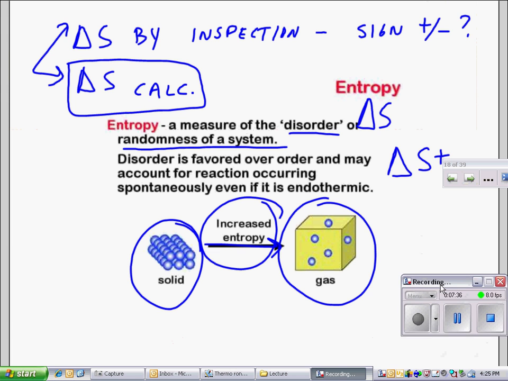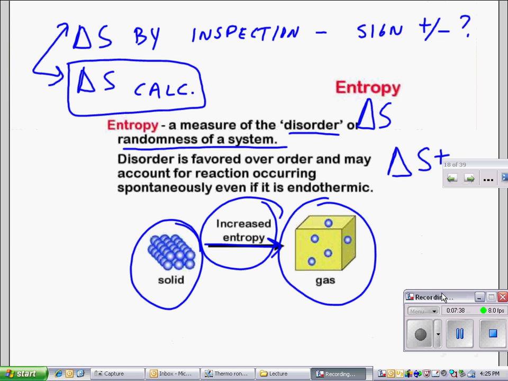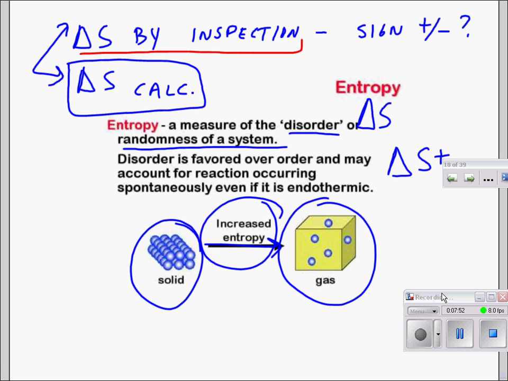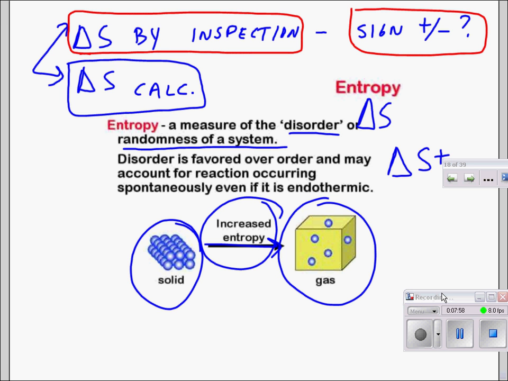Next thing is delta S. Delta S is entropy. One of the things we're also concerned about in thermodynamics is entropy. And so we do delta S two ways. You can calculate delta S using products minus reactants, and I'll show you that. Or you can do delta S by inspection. That's where you figure out the signs based on two things, the SLG rule or the number of moles. What is delta S?